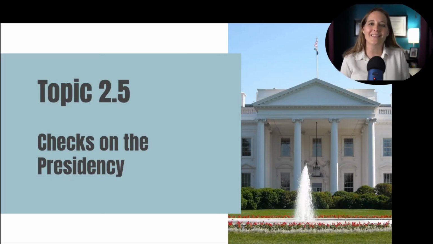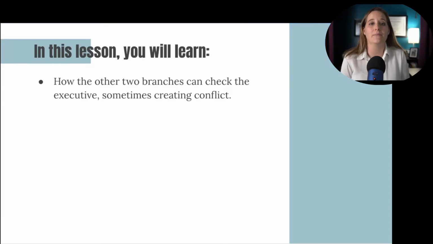Hey guys, welcome back. Today we're going to talk about topic 2.5, checks on the presidency. In this lesson, we're going to be talking about how the other two branches of government can check the executive, which sometimes creates conflict.